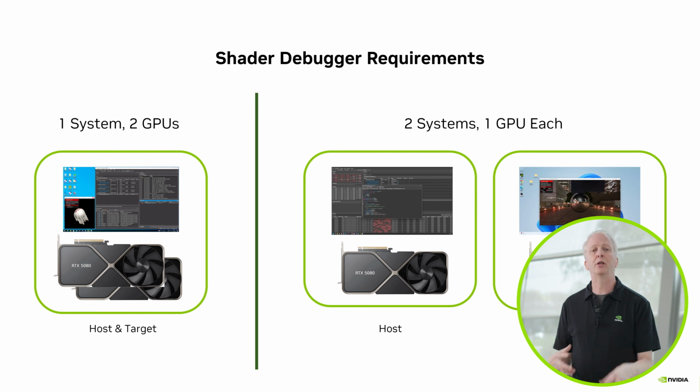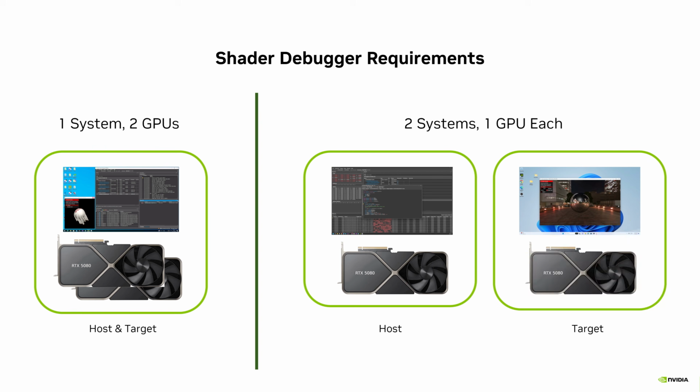Now, you can also do this in two systems, each with a single GPU. What we'll do is set up a pipe between the two, and via TCP/IP, we can communicate the state so that you can inspect your variables and do all the debugging capabilities you want to.